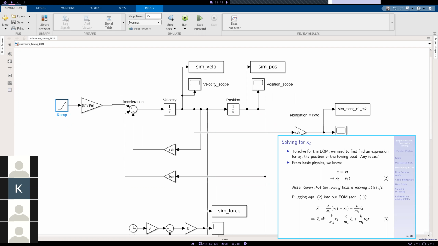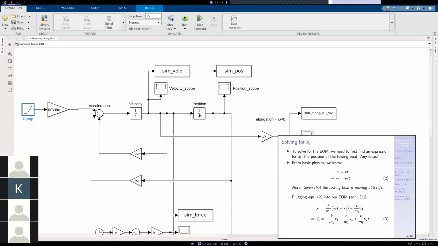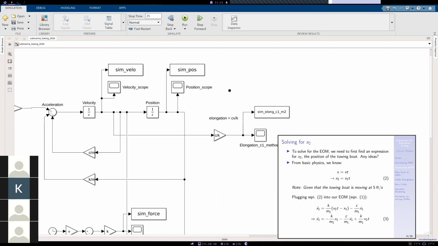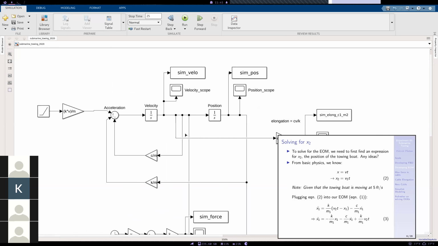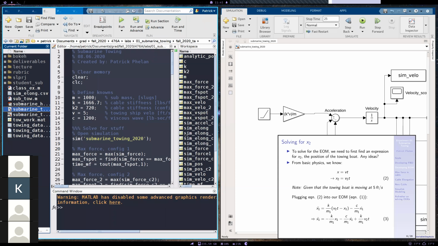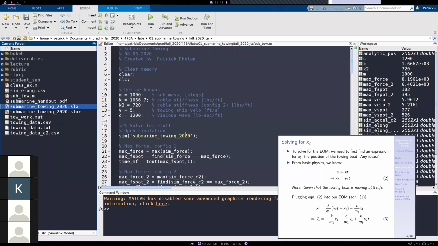This is all it is right here. That's what we modeled. And then we used our two workspace blocks. As you can see here, we have the velocity. Over here is the position, and at the end is the elongation. So I'll specify in the final which parameters I want you to export to MATLAB. And then you will go into MATLAB and you'll write your script.